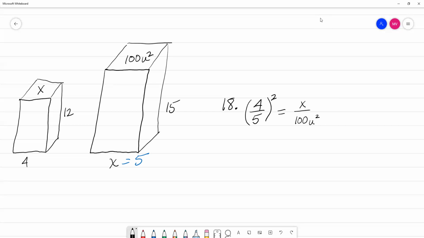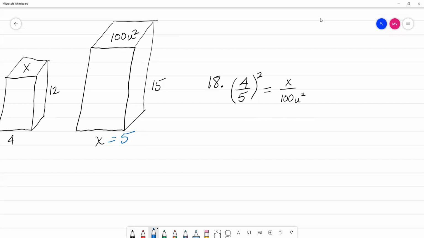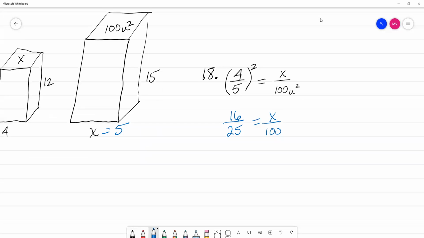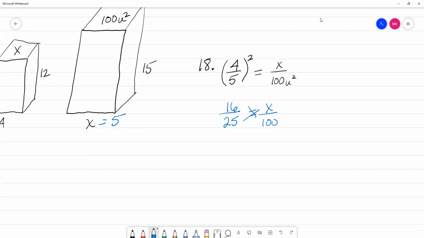Okay, so we need to simplify before we cross multiply. So what is 4 over 5 squared? 16 over 25. Right, we just square the numerator and square the denominator. So 4 times 4 is 16, 5 times 5 is 25. That equals x over 100. So now we can cross multiply and we end up with 25x equals 1,600.